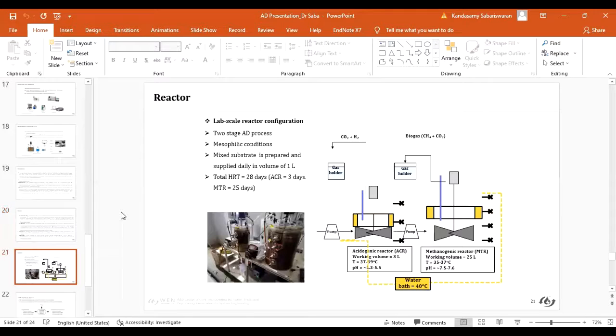So the reactor is a two-stage anaerobic digestion reactor. We have set the metabolic conditions. The mixed substrate is prepared and supplied daily, 1 liter to the ACR. Then we take 1 liter from the MTR for further analysis. The total HRT is 28 days: 3 days for the acidogenic reactor and 25 days for the MTR methanogenic reactor.